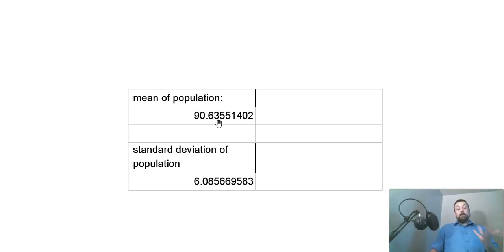And this would be 90.64 if we round that to 2 decimal places. Now remember, for the standard deviation, when you treat it like a sample, you get a different answer than when you treat it like a population.